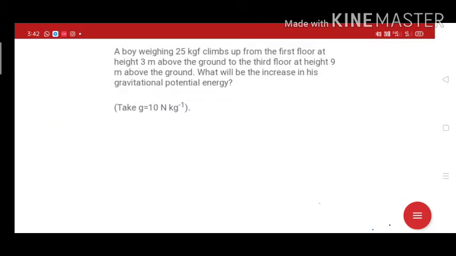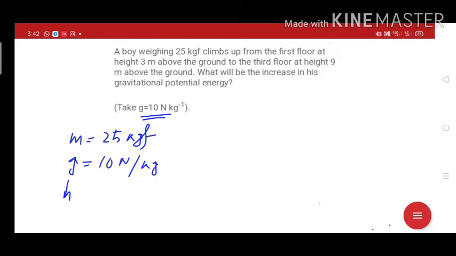This is also a basic question. Read the question carefully. The mass is given, that is 25 kgf. Okay, g is also given, that is 10 newton per kg. Okay, fine. And h, now read the question again. The boy climbs up from the first floor at height 3 meter above the ground to the third floor at height 9 meter above the ground.